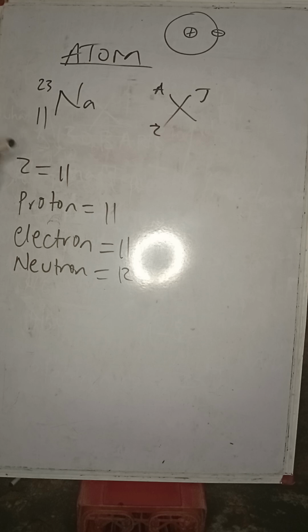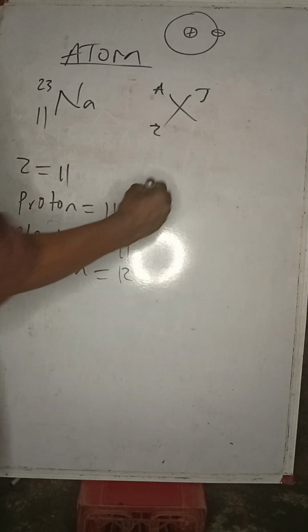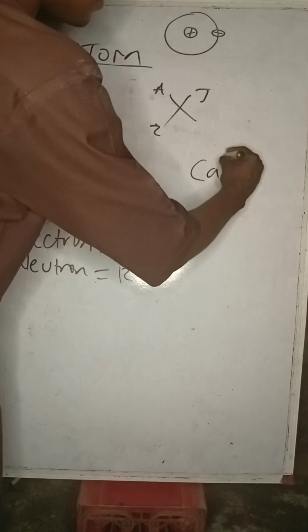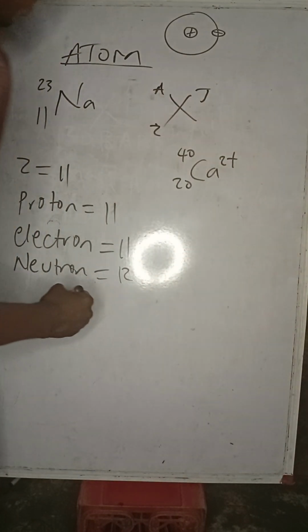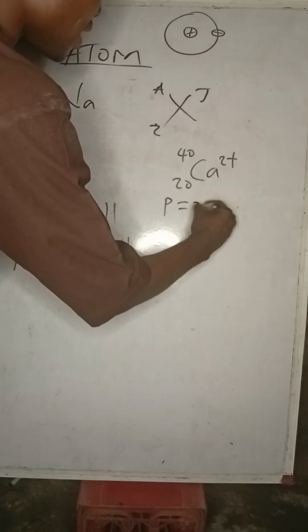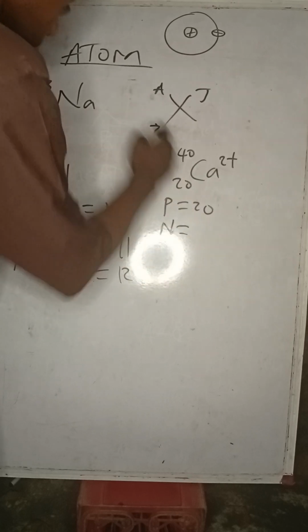Trying others. Now let me try a simple one using a charged species, Ca 2+ 40 20. So the proton number here is 20. Z, the atomic number, is 20. Neutron is A minus Z.